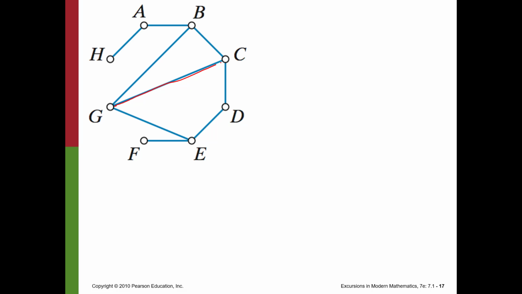So case one, we're going to take out this edge here, CG. Case one: remove CG. Once we remove CG, you can see that we need to remove another one, and there's one, two, three, four, five. There are five ways to do that. So if you remove CG, there are five different trees that you can make.